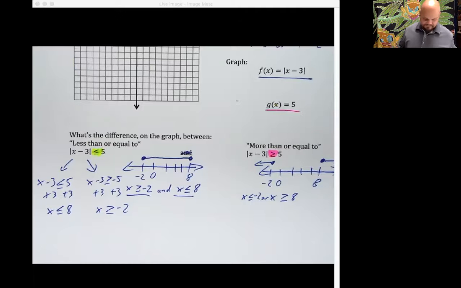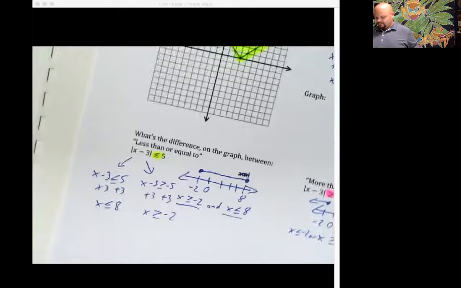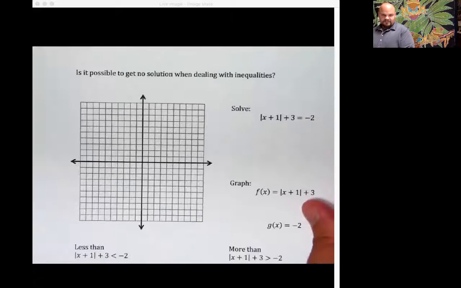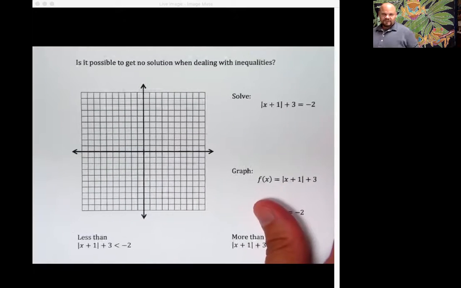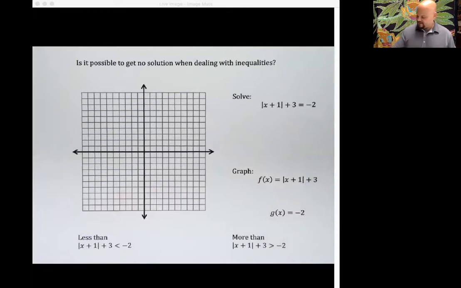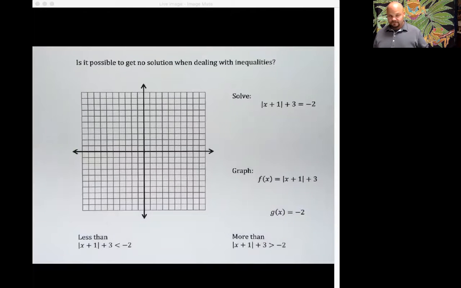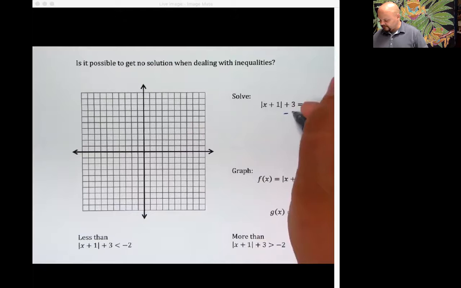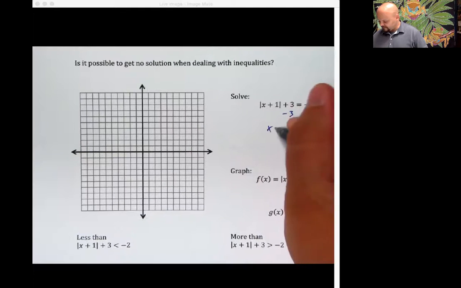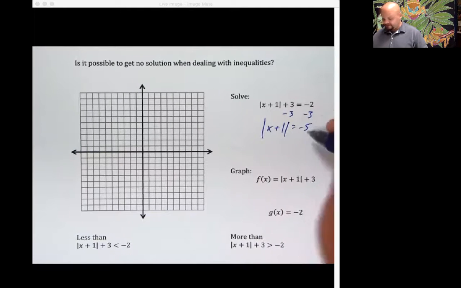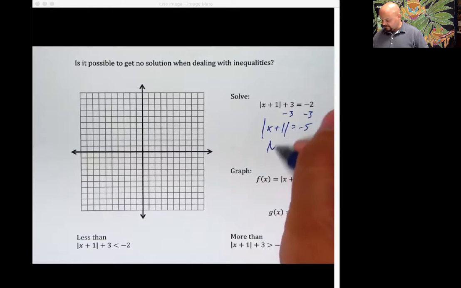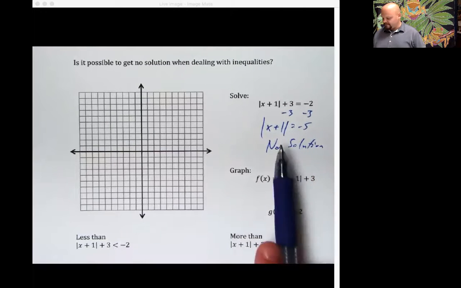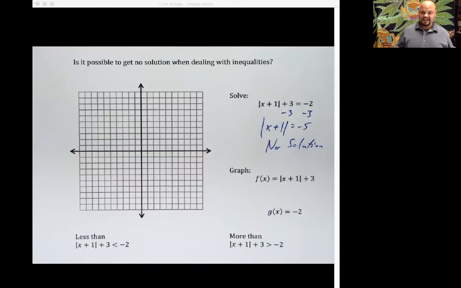All right, let's try it again, just to make sure that you don't have a complete and utter meltdown. The way we're going to try it this time is we're going to make these no solutions things make sense, because the other time we practiced this and we knew, hey, that doesn't work. So if I do it in the solve method, I would get rid of the stuff on my outside. I've got X plus 1 is equal to negative 5. And bam, no solution. Mr. Beer, why? Because we can't have an absolute value equal a negative number. It's never going to happen.